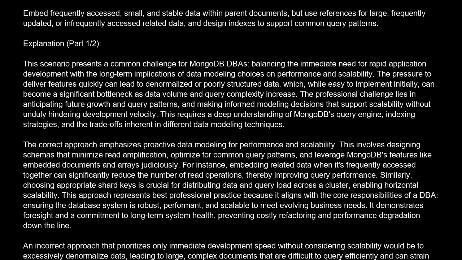Explanation. This scenario presents a common challenge for MongoDB DBAs, balancing the immediate need for rapid application development with the long-term implications of data modeling choices on performance and scalability. The pressure to deliver features quickly can lead to denormalized or poorly structured data, which, while easy to implement initially, can become a significant bottleneck as data volume and query complexity increase.